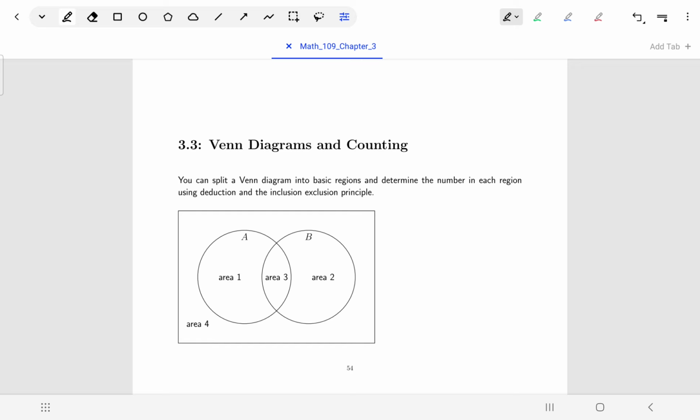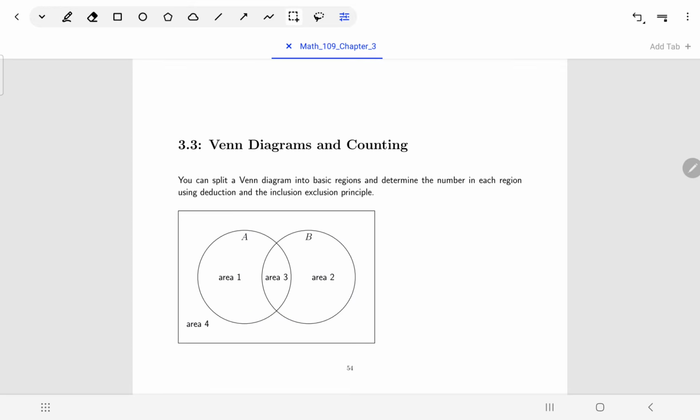Welcome back. We're going to take another look at Venn diagrams in this section, and this time we're going to use our Venn diagrams to help us count directly. We've already looked at the inclusion-exclusion principle, which would help us find the number of things in A union B. So if we needed to know how many things are in all three of these regions of the Venn diagram, the inclusion-exclusion principle would help us out with that.